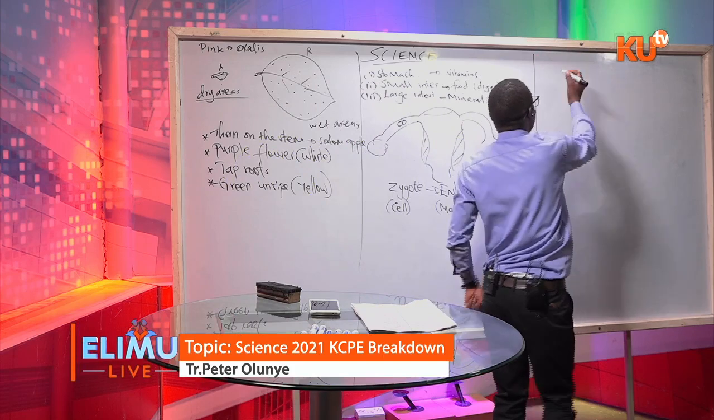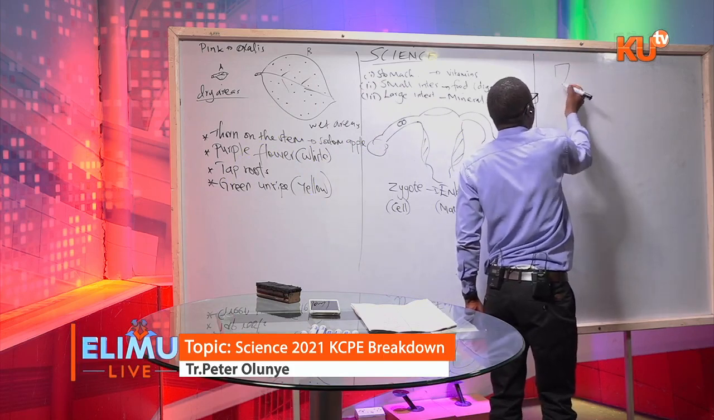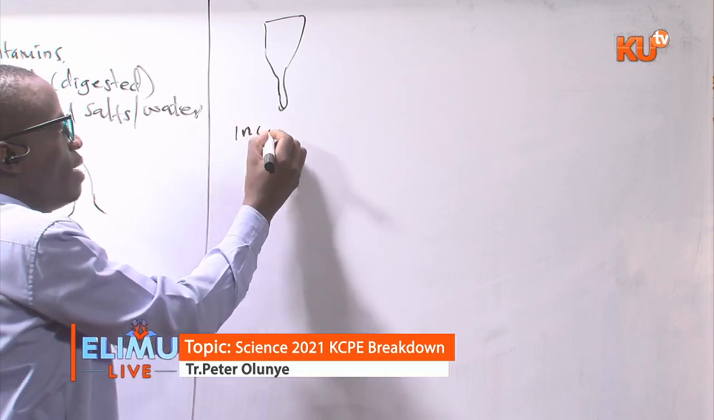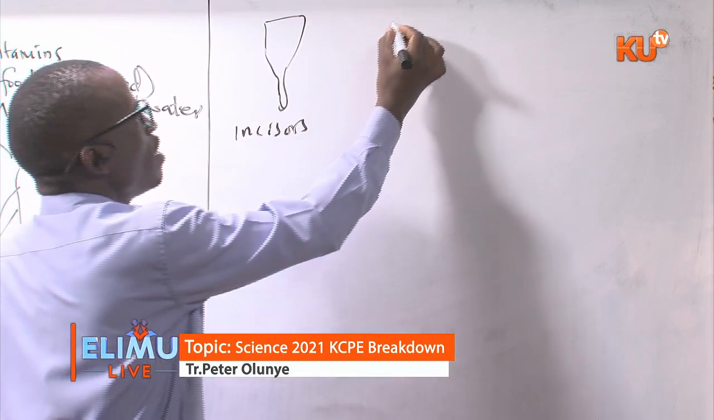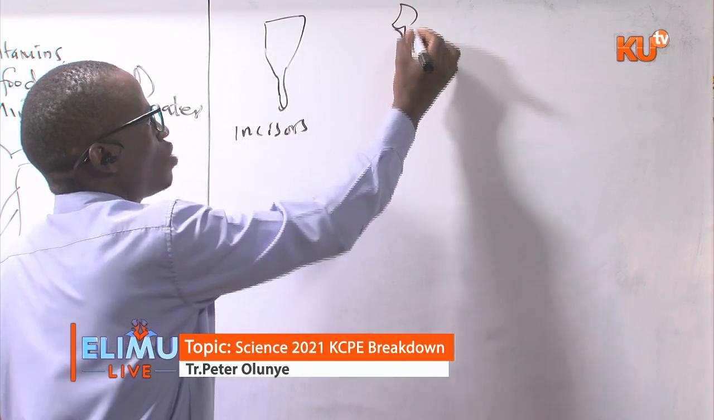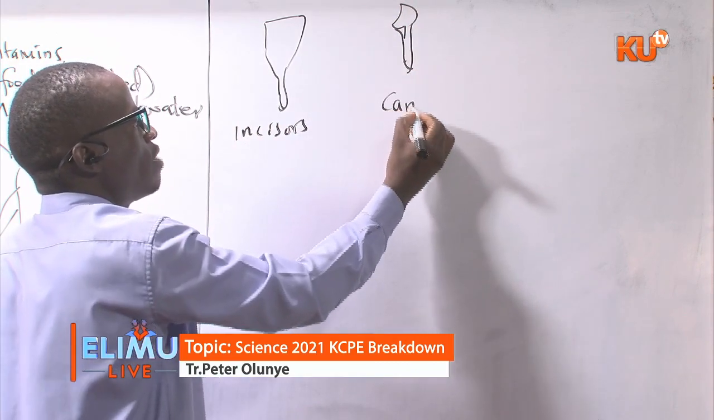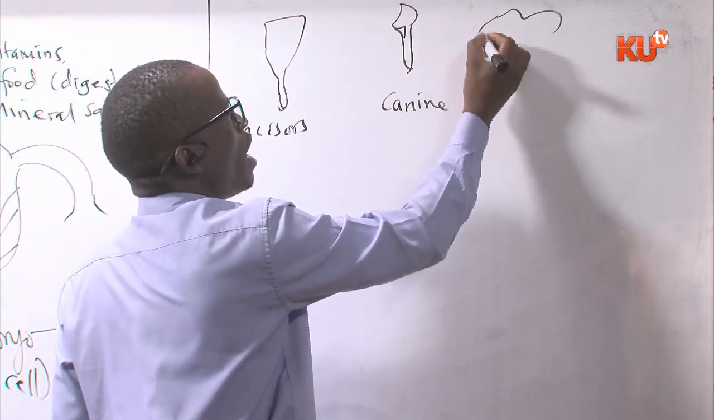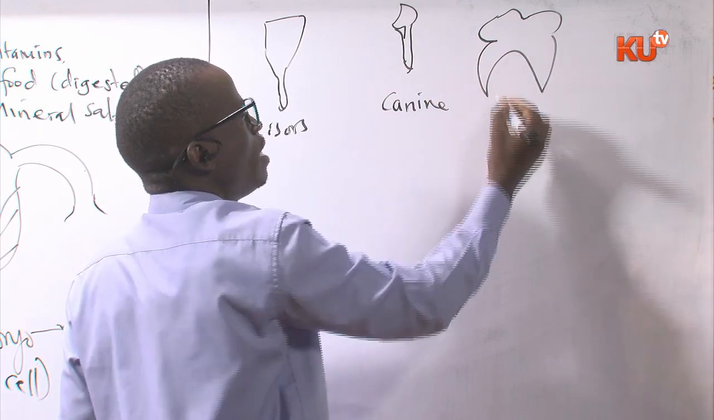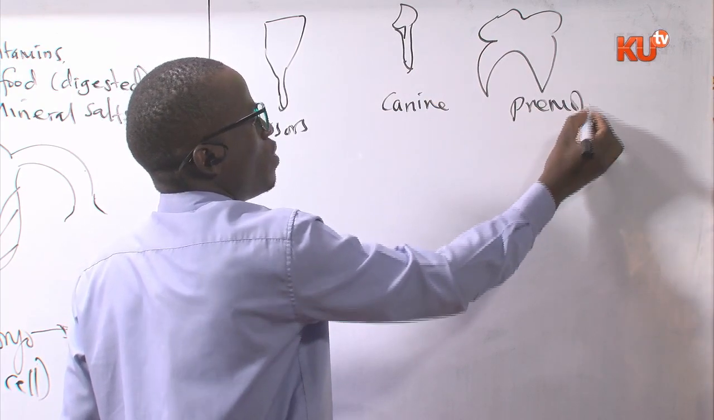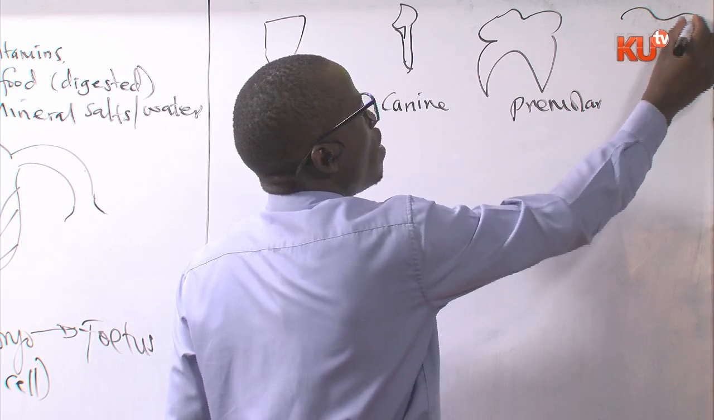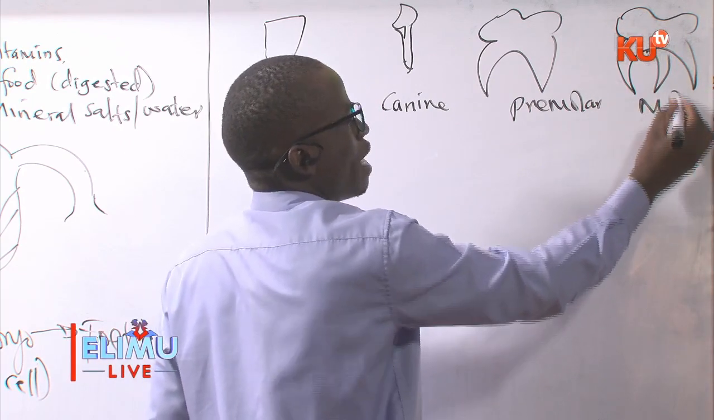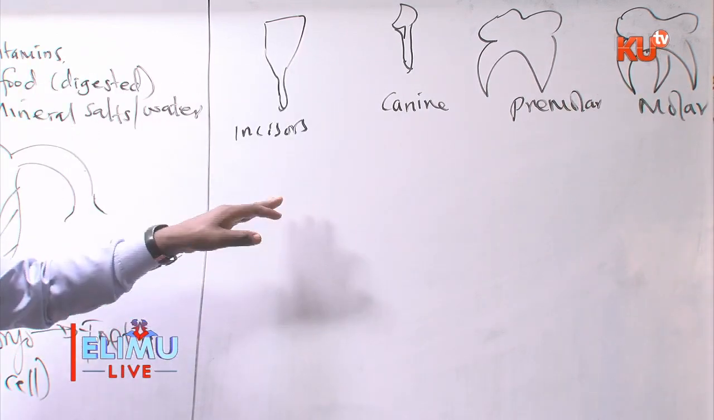So we have the first teeth, boys and girls. This first teeth is known as the incisor. Then we have the canines. Then we have another teeth here, boys and girls, which is the premolar. Then we have the fourth type of teeth, which is called the molar. So we have four types of teeth.